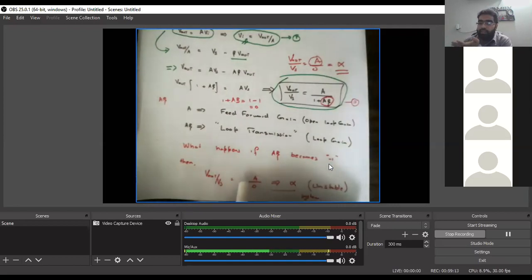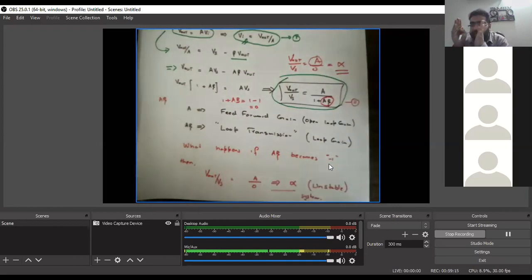from the Bode plot. At this moment, we just saw this is the equation. If A times beta becomes -1, well and good, it becomes an unstable system. But how can we find this from the Bode plot, from the magnitude and the phase plot? Let's see this now.